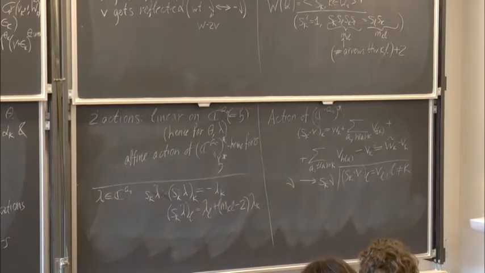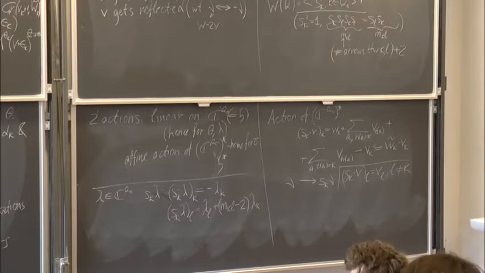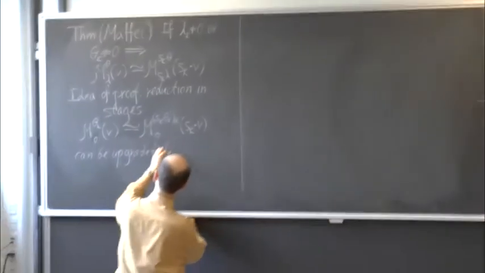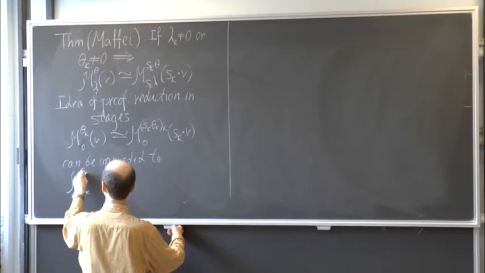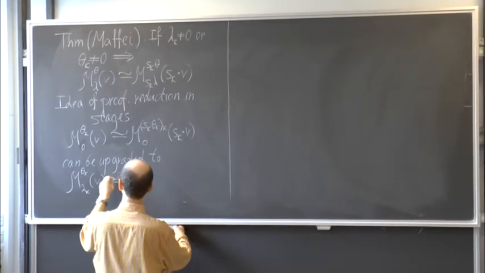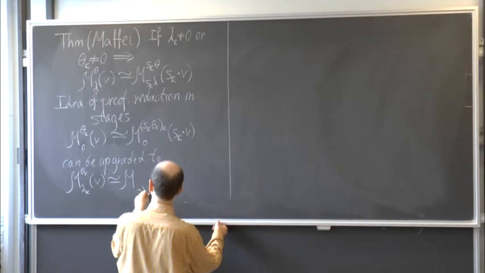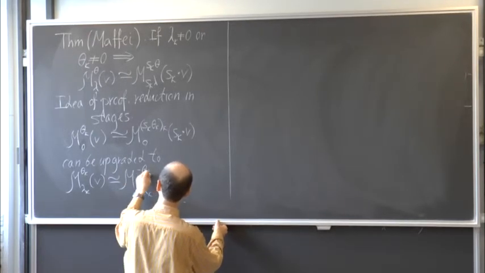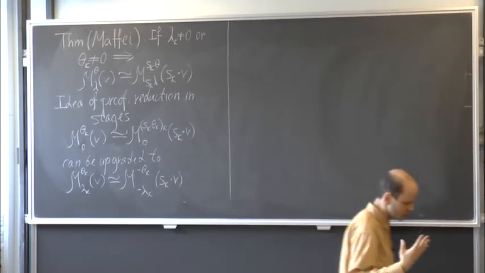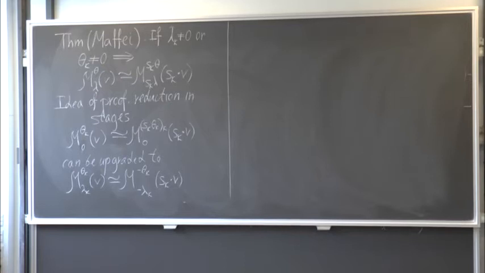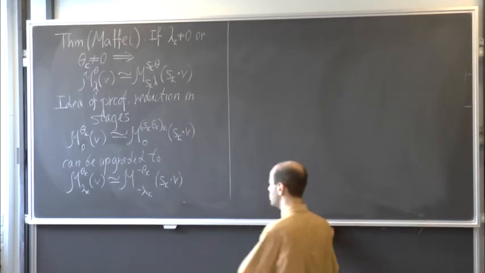So we have this isomorphism, and in fact this can be upgraded to M lambda k theta k v to M minus lambda k minus theta k sk dot v. So in this case, we will just get the same twisted cotangent bundle on the Grassmannian times the same vector space T star of R underline.